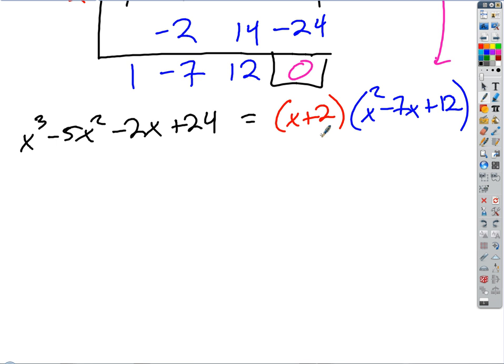What about the red part? Can we factor that any further? No, we can't. It's linear, right? The biggest power of x is 1. We're done.